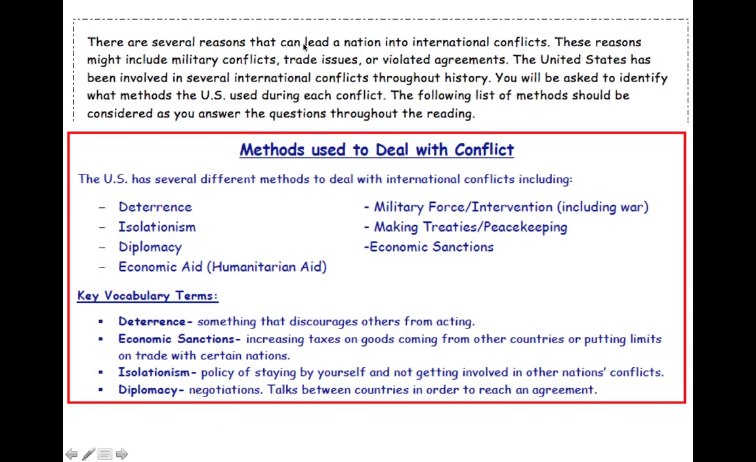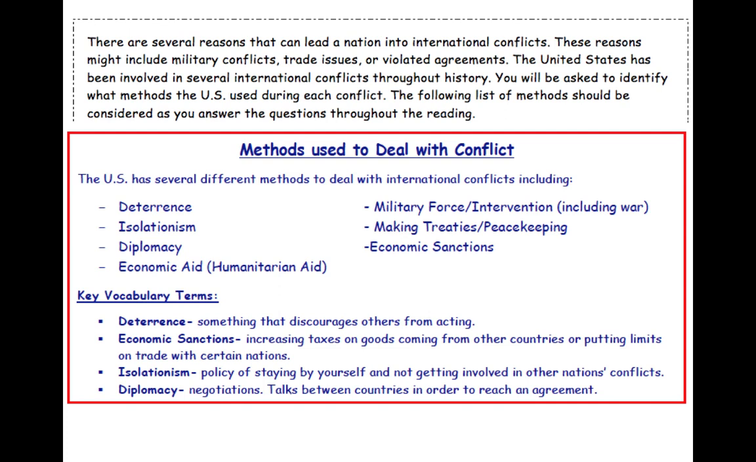There are several reasons that can lead a nation into international conflicts. These reasons might include military conflicts, trade issues, or violated agreements. The United States has been involved in several international conflicts throughout history. You will be asked to identify what methods the U.S. used during each conflict. The following list of methods should be considered as you answer the questions throughout the reading.